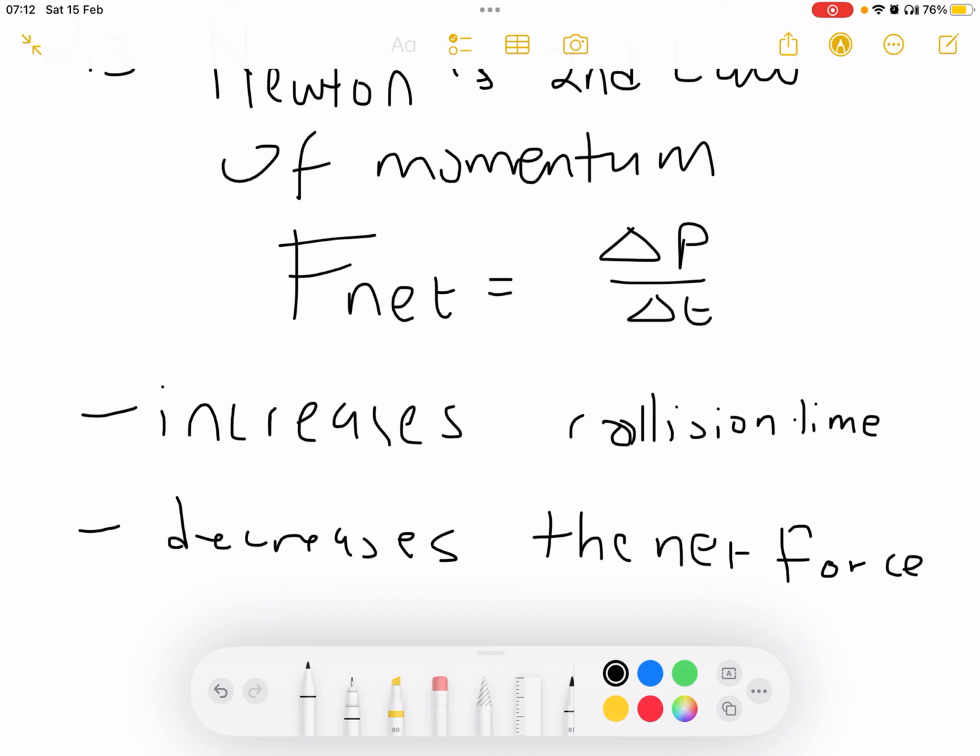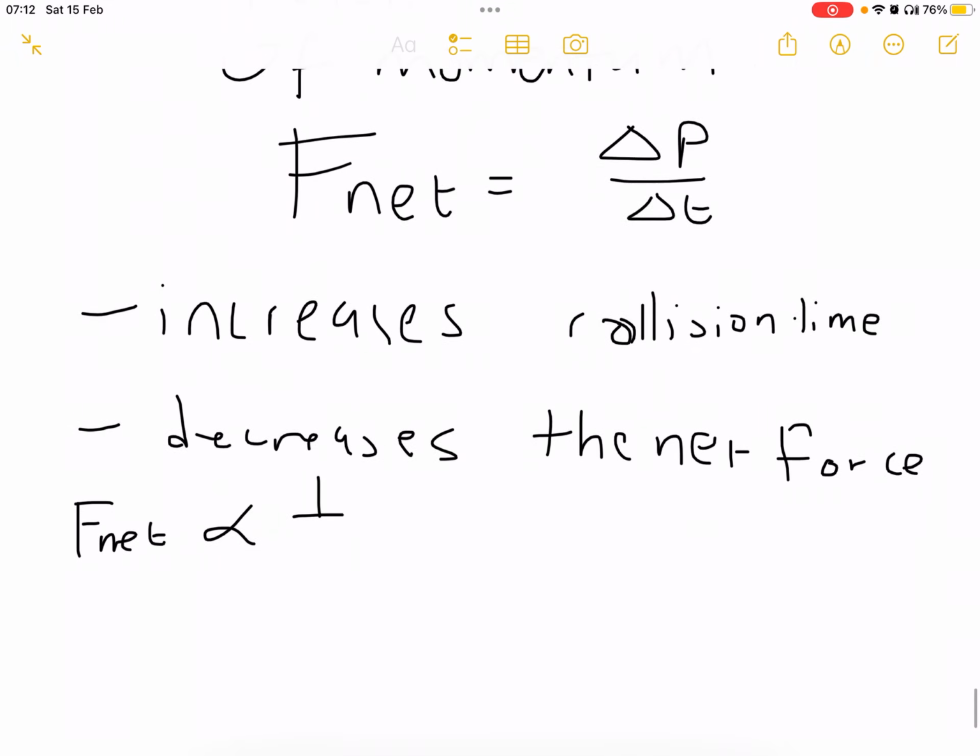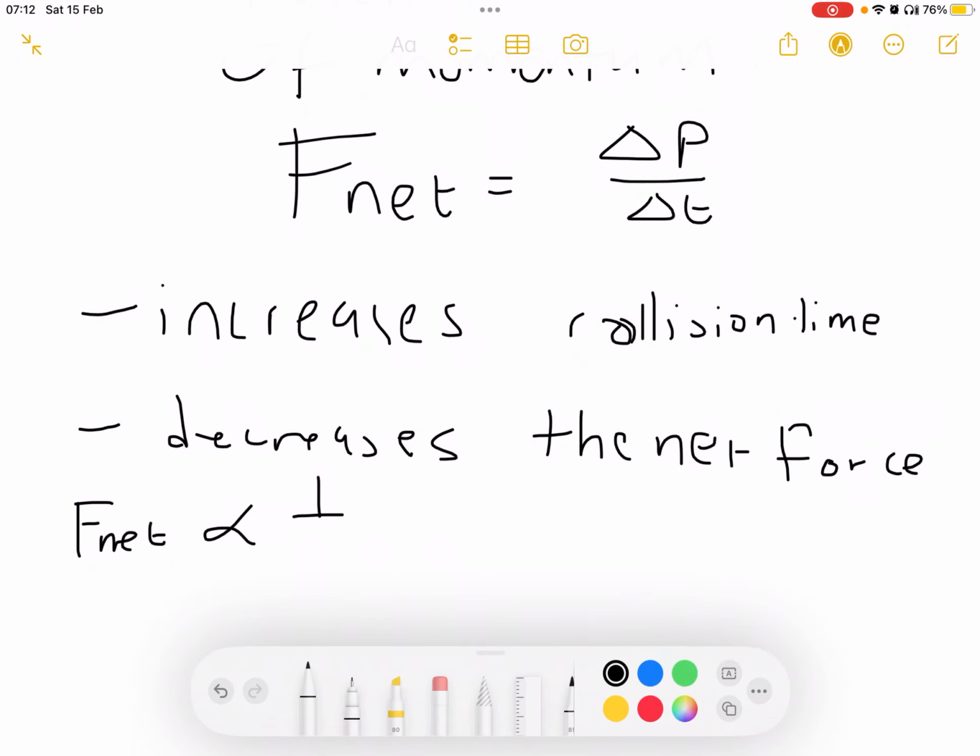Why? Because if we can check, F net is inversely proportional to time. So when time increases, the net force decreases. When time decreases, the net force increases. So the person will feel a less or decreased net force from the collision because they have got a seatbelt on. Okay.